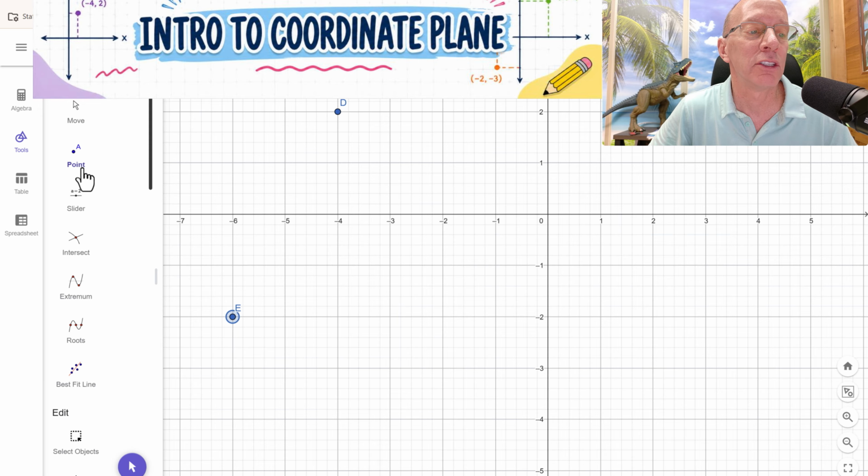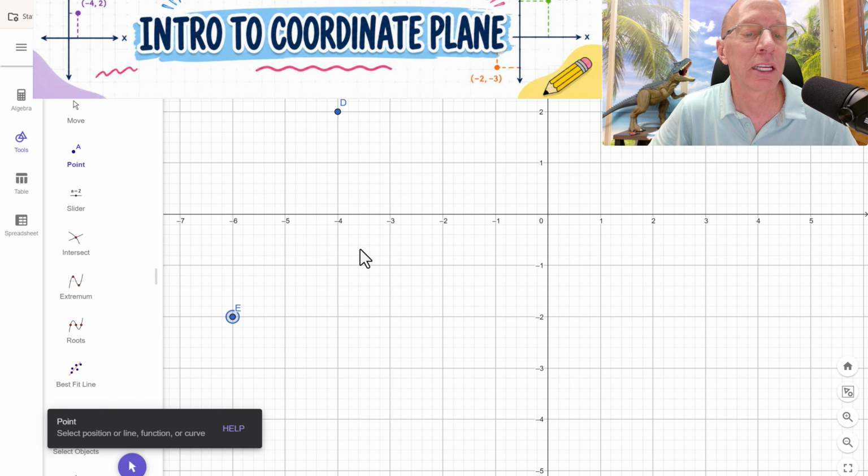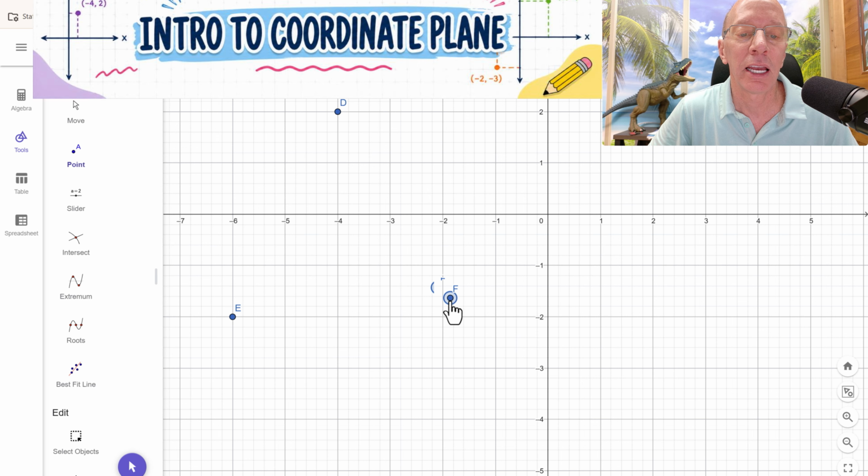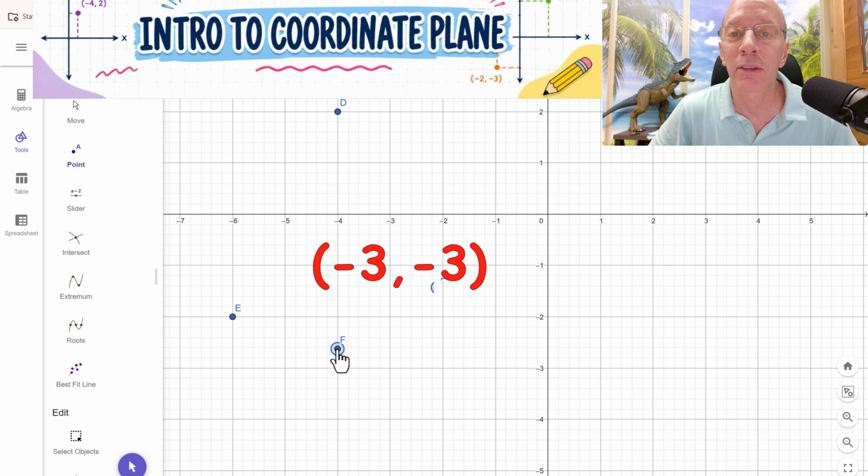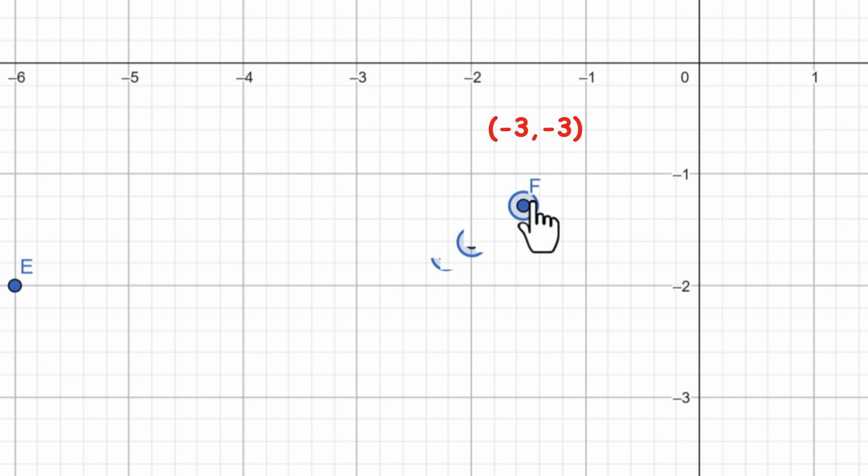All right, let's go ahead and do one more in quadrant 3. I'm going to go ahead and get my point here. And let's go ahead and do negative 3, negative 3 as my ordered pair. So again, I start on the origin right here. I'm going to move over negative 3, negative 1, negative 2, negative 3, and now I move down negative 3, negative 1, negative 2, negative 3.